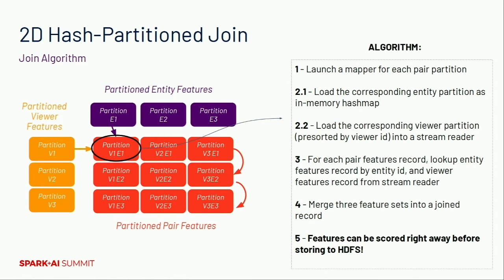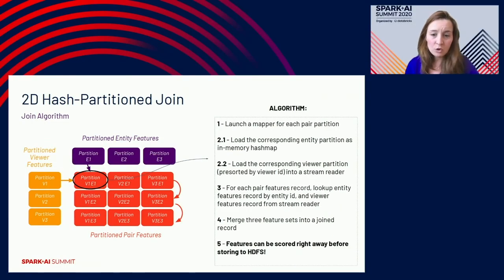Once we have those 2 partitions loaded, for each pair features record in the pair partition, we can look up the entity features record by entity ID and do the same for the viewer features record, and join the 3 sets of features together. Now that all the features are brought together, we can score them right away, before storing to HDFS.